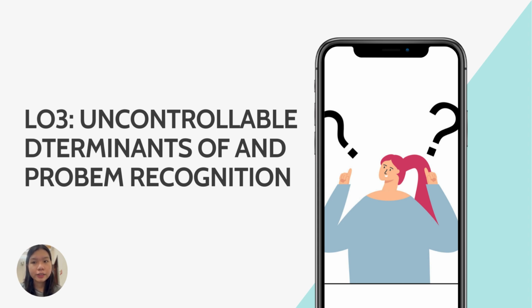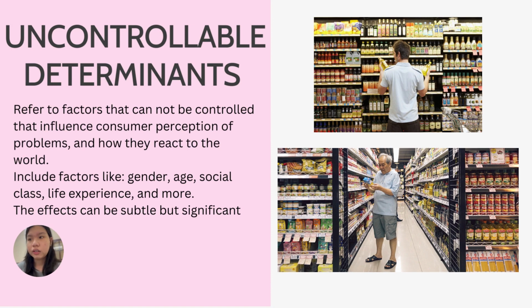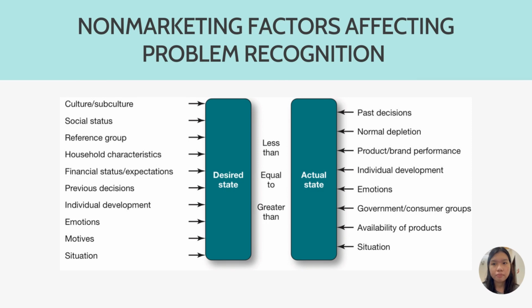So next we're going to talk about learning objective 3, which is uncontrollable determinants of problem recognition. The uncontrollable determinants refer to the factors that cannot be controlled that influence consumer perception of the problem and how they react to the world, which include factors like gender, age, social class, life experience, and more. And the effect can be subtle but significant. So here are the non-marketing factors that affect problem recognition.